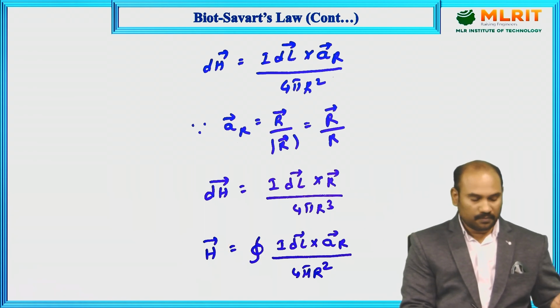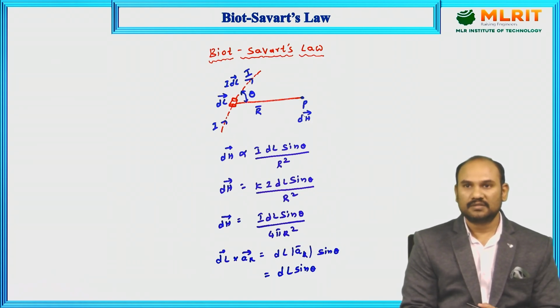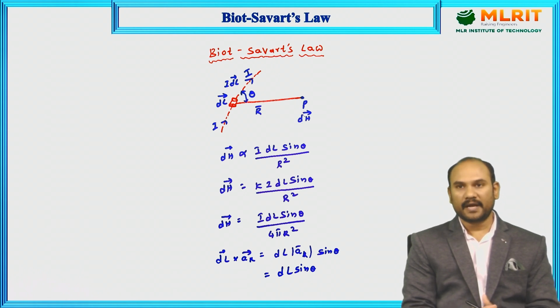So, this is all about the Biot law, which is the first significant law in magnetostatics. Then we have one more law, which is Ampere's circuit law, which will be discussed in subsequent sessions.